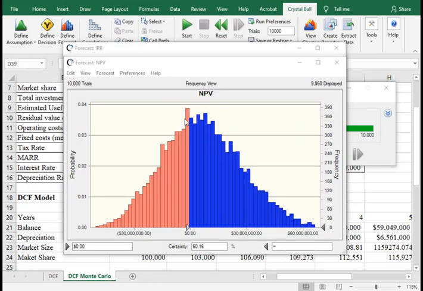In this way, we can analyze the risk associated in any project by using Monte Carlo method whenever the input parameters are uncertain.